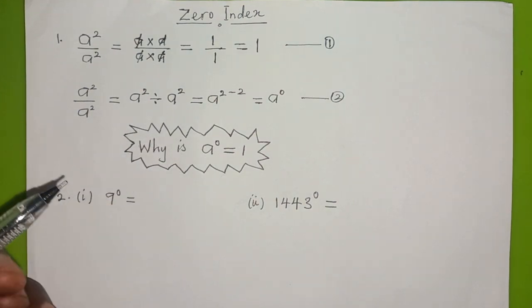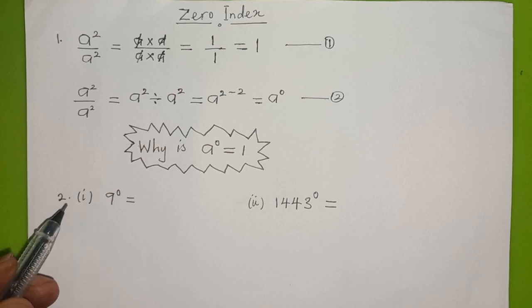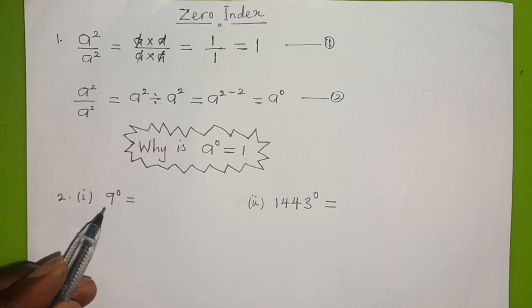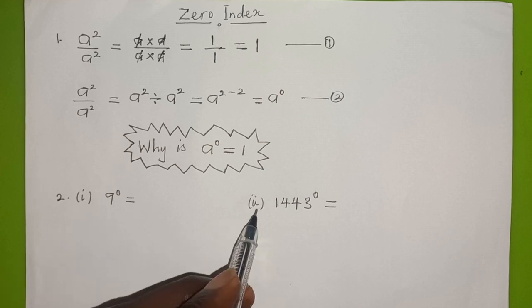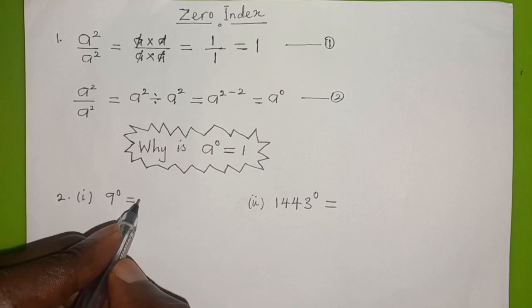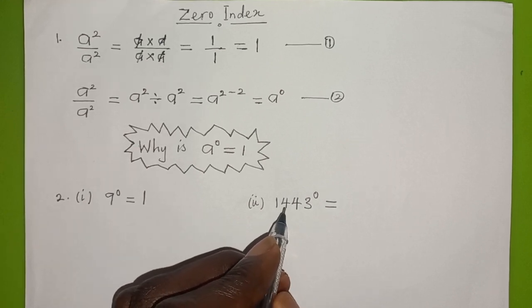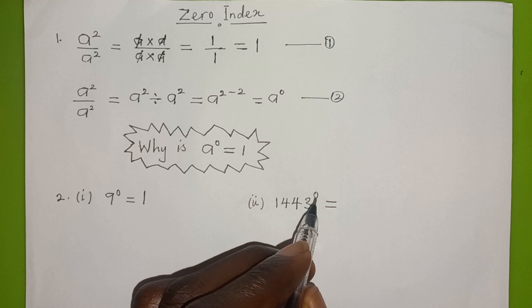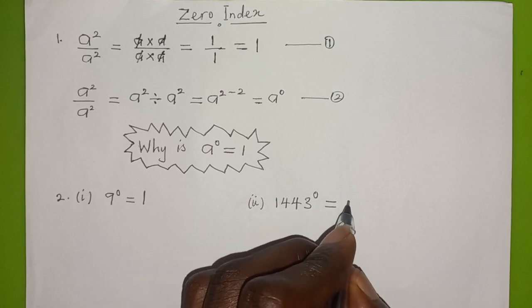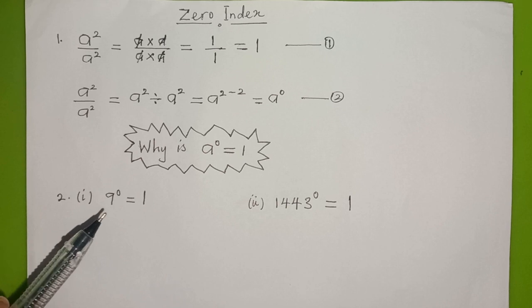All right, so let us solve these simple examples. I guess you already know the answers to I and II. So 9 raised to the power 0 is definitely 1. Then 1443 raised to the power 0 is also 1. I hope this simple concept helps.